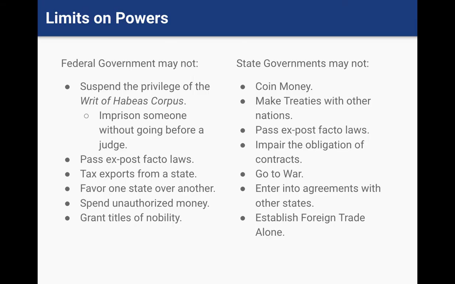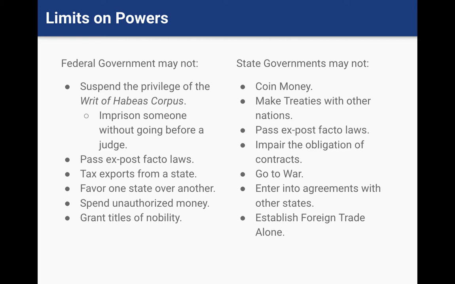Okay, some of the limits on powers. What can the federal government not do? Well, they can't suspend the writ of habeas corpus. Habeas corpus is Latin for "you have the body." That means they can't imprison someone without going before a judge. You can't just lock somebody up and throw away the key without having due process.